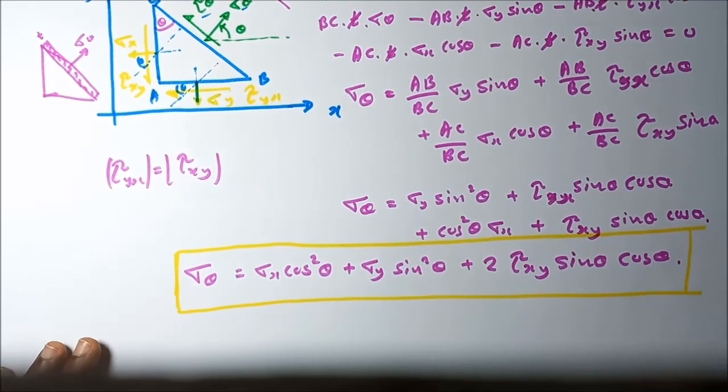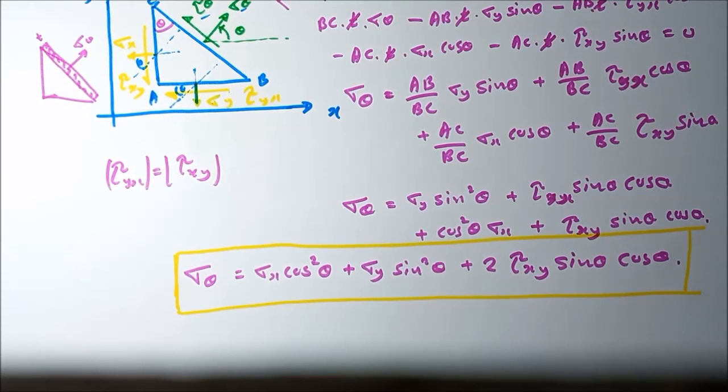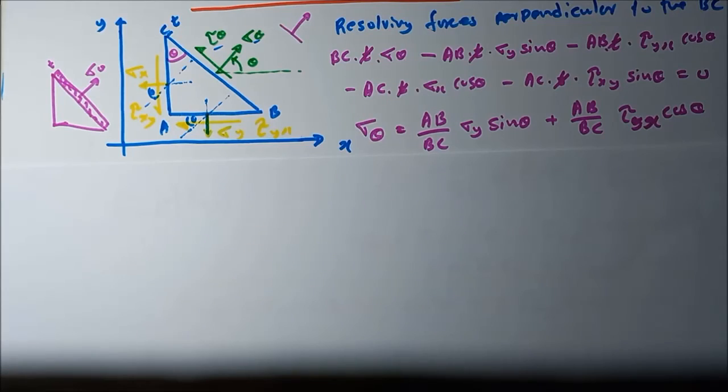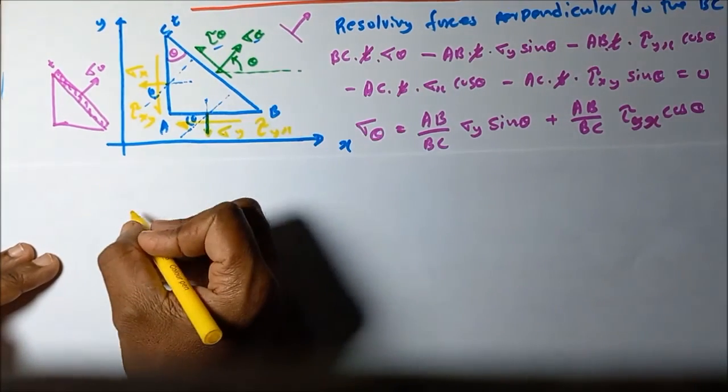Okay, that means by substituting the relevant theta value in this equation, the sigma x is known, sigma y also known, tau xy is known. Then by substituting the relevant theta value, we can find the sigma theta. Then similarly, let's see how to find the tau theta. So I am going to resolve the forces in BC direction.